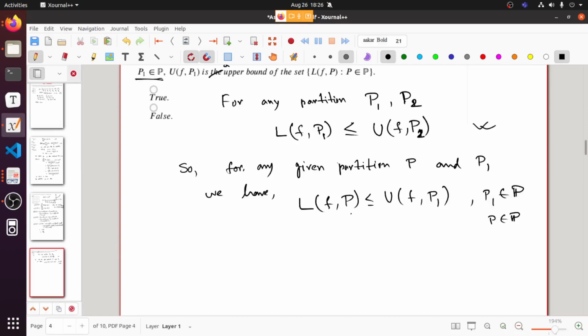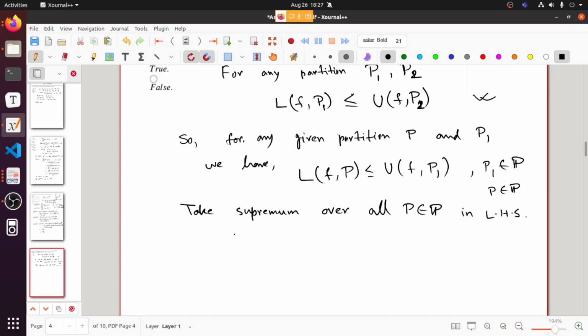So this inequality is true for all P in the partition. Now take suprema over all partitions P belonging to script P in the LHS, and as P1 is fixed, right? So P1 is a fixed partition in script P.